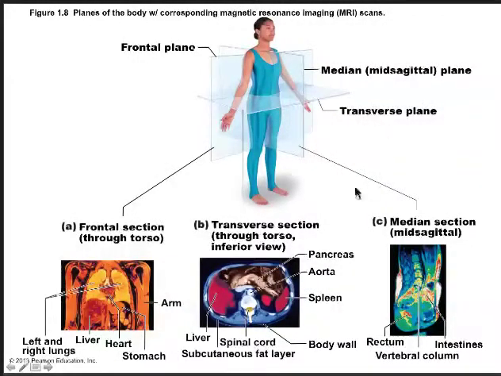You can see examples of some of the internal organs that you can visualize using some of these different planes and sections. This is a coronal section through the torso. You can see the lungs and the heart, the trachea. You can see the diaphragm. This is a transverse section through the torso, and you can see here this is the spinal cord. This is the vertebral column. This is the liver, and spleen, and pancreas, and you can also pick up the aorta.